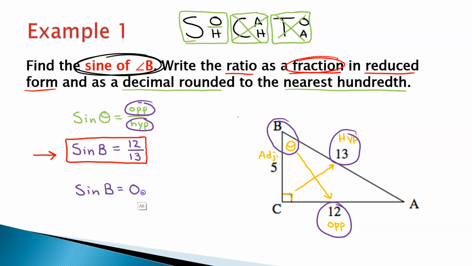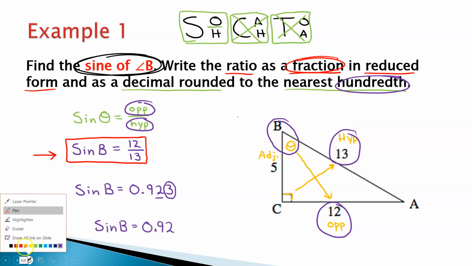That gave me 0.9230769, and it goes on for a while. But we want to round to the nearest hundredth. That's 2 spaces after the decimal. So if I take a look to the right of that 2, that's a 3. So this should actually say sine of B is equal to 0.92. All right, so there we have it.